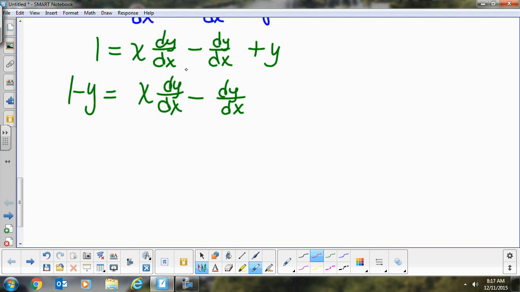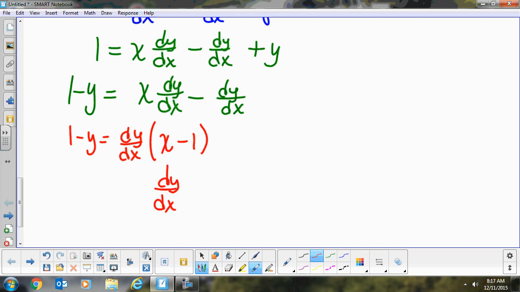The goal is to get this by itself, and it's in two terms. What do we do? We are going to factor out a dy over dx. Now be careful. What do I get here? Minus 1. All right. And what's my last step, Emil? So we're going to have 1 minus y divided by x minus 1. Is that one of our choices? And it is C.